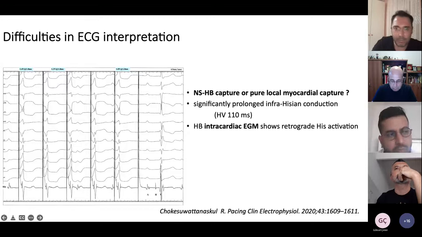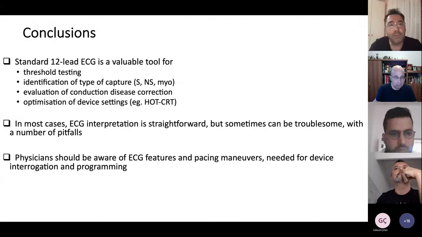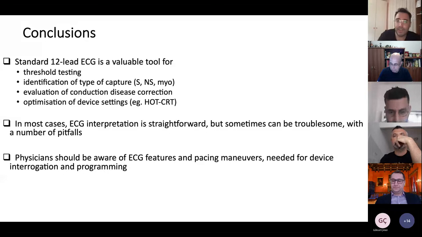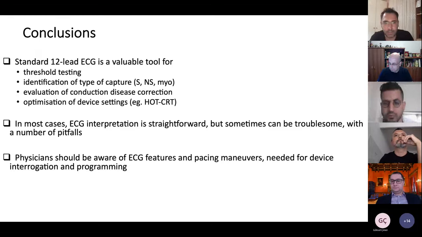To conclude, the standard 12-lead ECG is valuable for threshold testing to identify the type of capture, selective, non-selective, or myocardial only, to evaluate the conduction disease correction, and to optimize our devices. We have to remember that in most cases, ECG interpretation is straightforward. Sometimes it can be troublesome, and a number of pitfalls have to be avoided. Finally, physicians should be aware of the ECG features and pacing maneuvers needed for device interrogation and programming. Thank you very much.